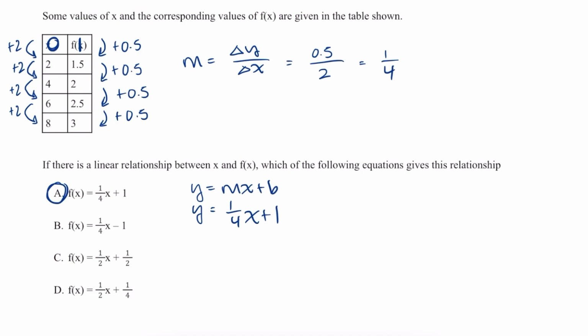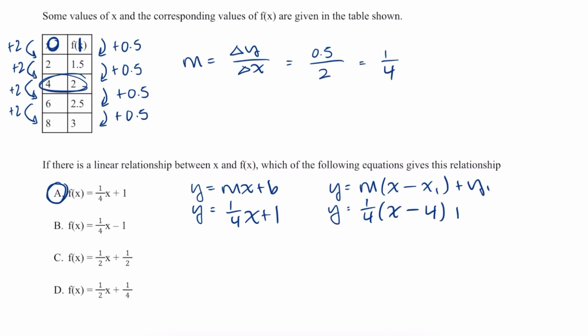And a lot of the times, you might not be able to do it this way. So in that case, I would use point slope form. y equals m times x minus x1 plus y1. y equals 1/4 times x minus, and for x1, y1, you can just use any point on the table. So I'm going to use 4, 2. So x minus 4 plus 2.